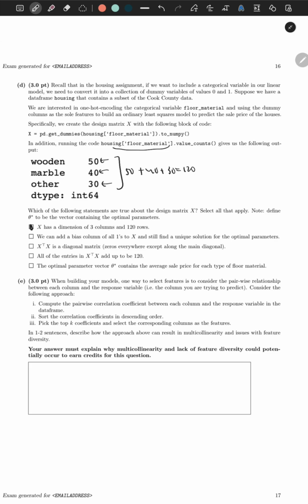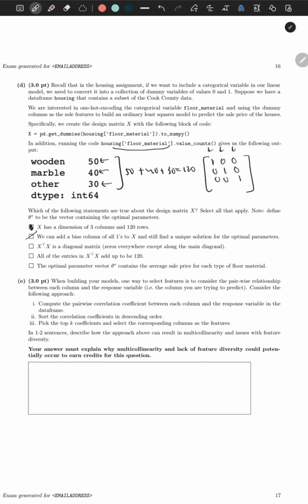Then for option 2, we can add a bias column of all 1s to X and still find a unique solution for the optimal parameters. So this is false because if we add a bias column of 1s, then X is no longer full column rank. It has linearly dependent columns because recall that with a regular one-hot encoding, if we don't add a bias column, we're going to get something that looks like this, where every single row out of our 3 columns here is going to have a value of 1.